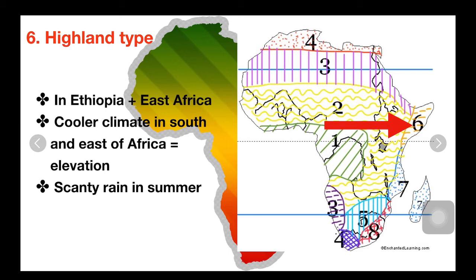Sixth climatic region is highland type of climate. Highland type of climate means the climate which is experienced on higher land, elevated land. So especially the country of Ethiopia and eastern part of Africa is experiencing highland type of climate. The climate always on the higher altitude is considered cooler, and the southern part of this continent is also experiencing cooler climate, because the area over here is mostly a plateau region, so elevated region, so it is remaining always cooler. They experience rain in summer season, which is quite normal, usual.